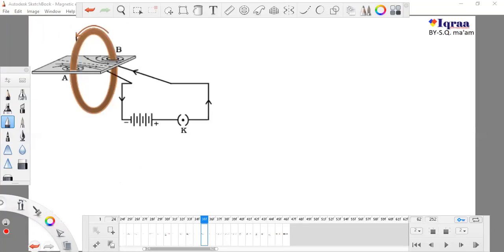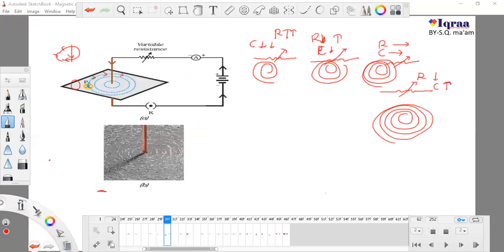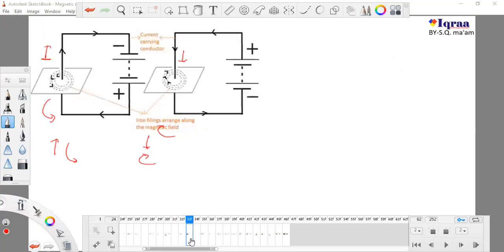This is another activity which I started, so let's explain it. First of all, it is the same thing, nothing extra. But here we are provided with one cardboard and only one direction, and in the other case we are provided two cardboards, with the electric current in two directions. So these are two separate experiments, number A and number B.